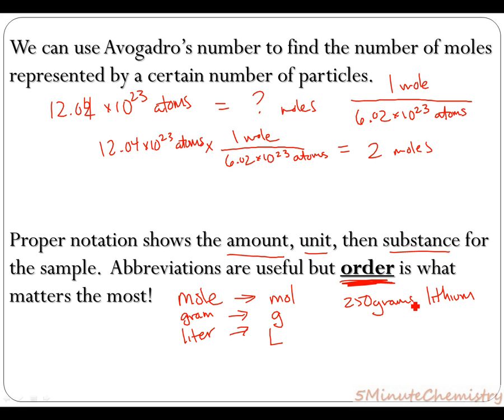Now the reality here is that these are lithium atoms. But the way that we would write this is we would say there are 250 grams, so quantity, unit, and then we give the symbol of lithium, Li. So 250 grams lithium.